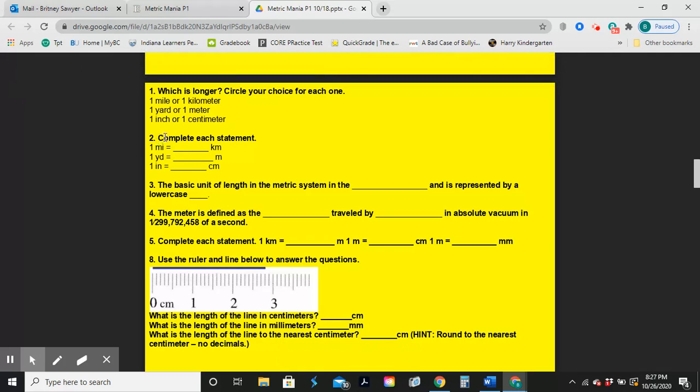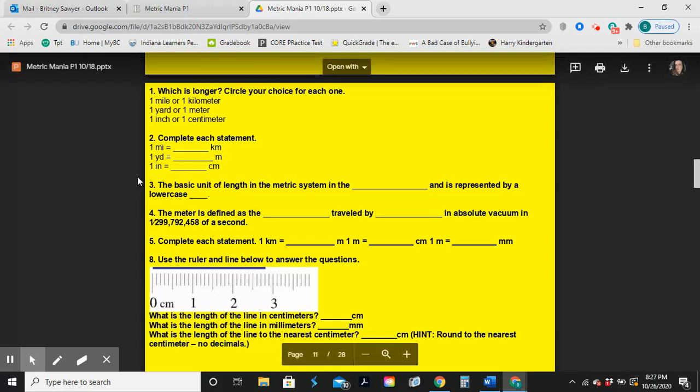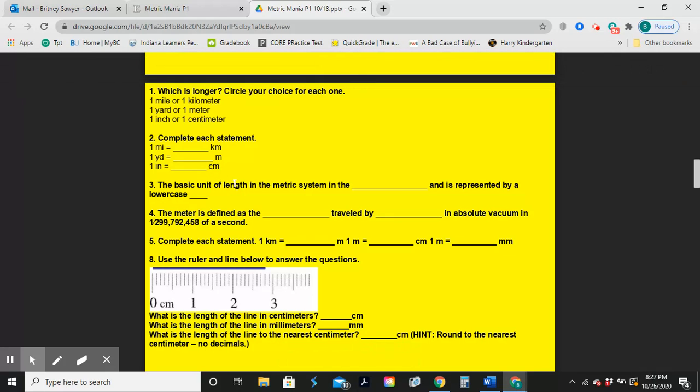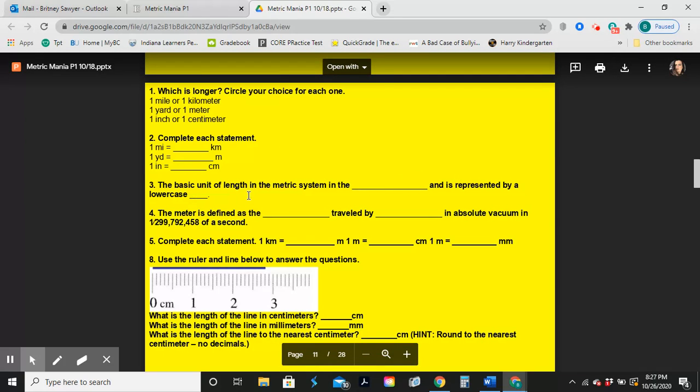Okay? So complete each statement. 1 mile has how many kilometers? 1 yard has how many meters? 1 inch has how many centimeters? Okay? The basic unit of the metric system is in the what? Blank, and is represented by the lowercase blank.